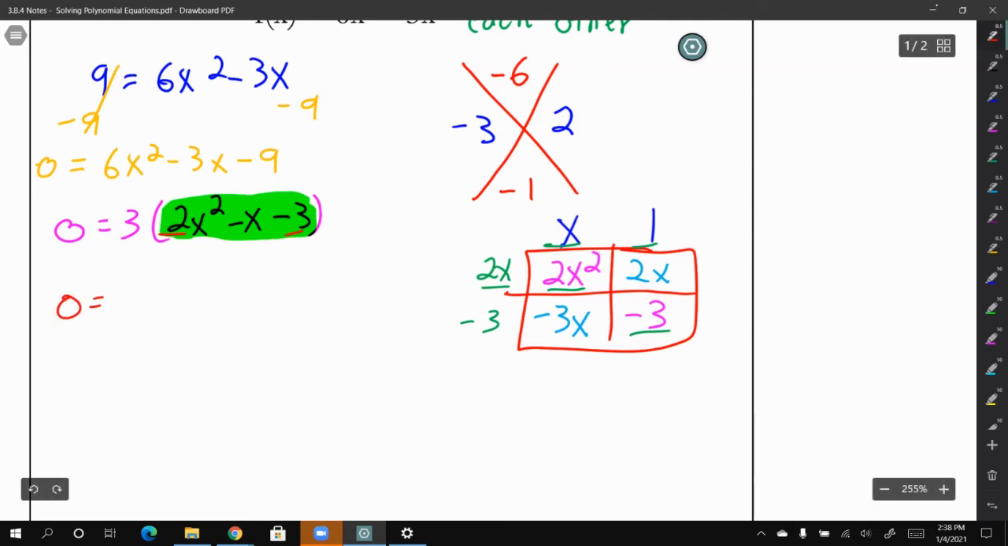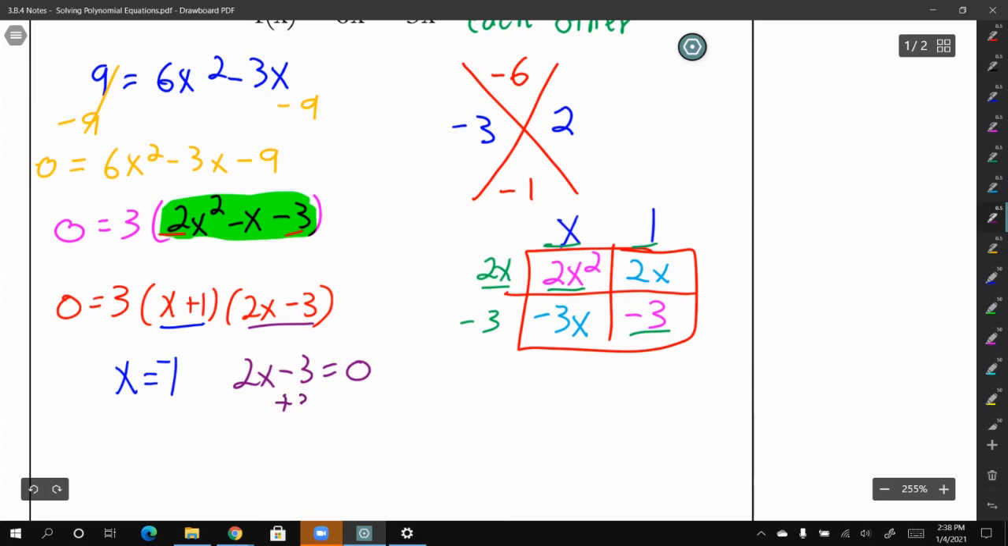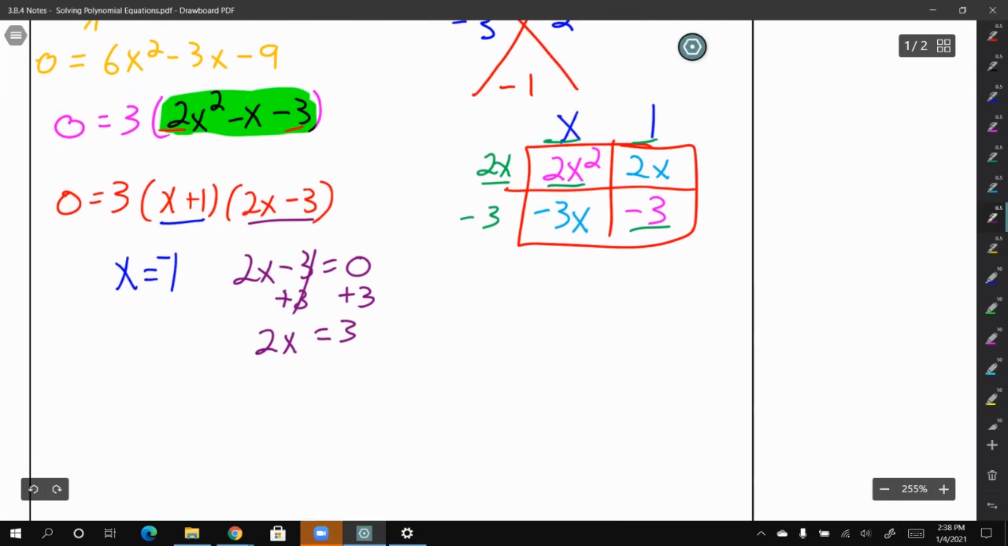So then we have 0 equals 3 times x plus 1 times 2x minus 3. Here we get x equals negative 1. And for this, you've got to do 2x minus 3 equals 0. Add 3 to both sides. So 2x equals 3. And then when you divide both sides by 2, x equals 3 over 2, and that is your answer.